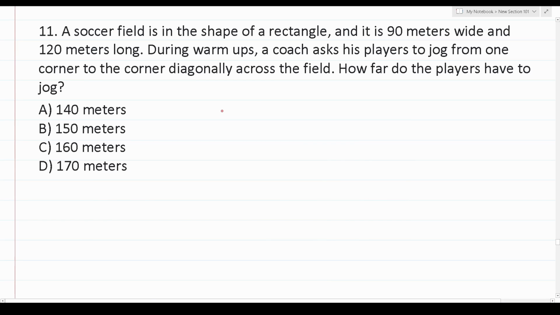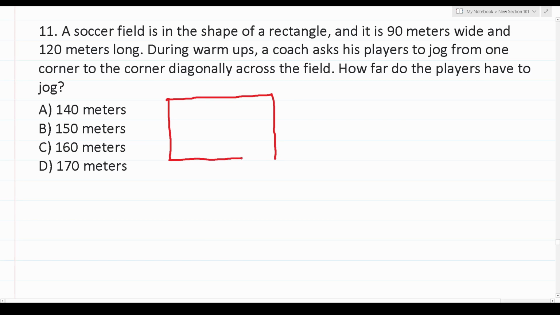Number 11 says a soccer field is in the shape of a rectangle and it is 90 meters wide and 120 meters long. During warm-ups, a coach asks his players to jog from one corner to the corner diagonally across the field. How far do the players have to jog? All right, so for this problem, it might be helpful to make a quick sketch. And we know we're going to be working with a rectangle since that's the shape of the soccer field according to the problem.